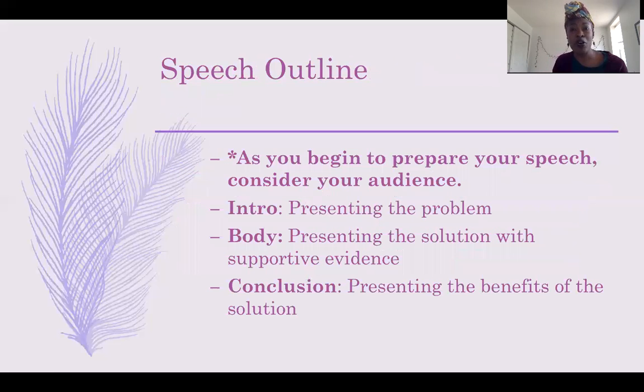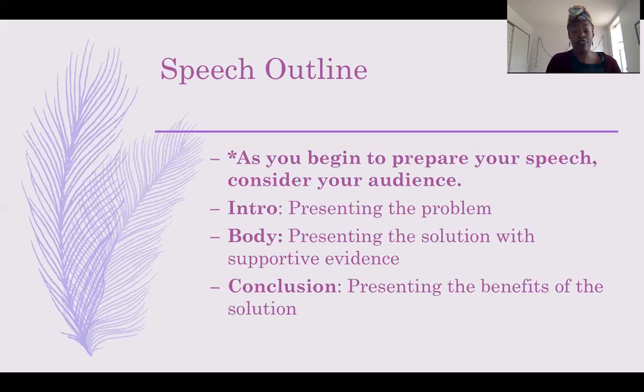All right, so now we're going to get into the speech outline. The first thing you want to consider is your audience. So who is your audience? Is it a group of young people or adults? Where is this taking place? Is this taking place at school? Is this taking place in your neighborhood? Who is your audience? Who are you talking to? And that will help you to solidify your objective.